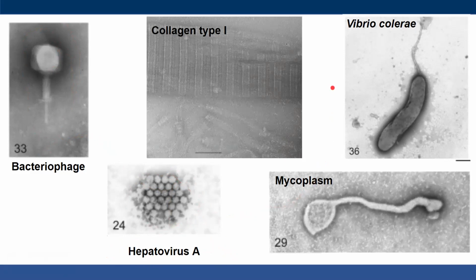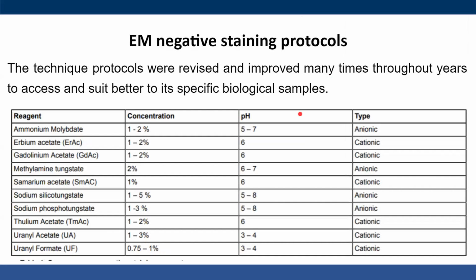Also, we can see bacteria, the structure of bacteria. This is Vibrio cholerae, and the mycoplasma, which is also a type of bacteria, very, very small. We can see its structure. And then we can also see macromolecules. Here we can see very clearly the fibers of collagen type I from a rat tail. So there are a lot of applications we can use.